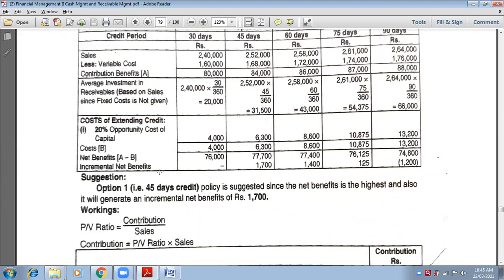Incremental net benefits. How to calculate? First is always nil. For the present policy, I cannot calculate incremental because this is the present policy. For options, I will be able to calculate incremental. That means how much it is increasing as compared to present policy. Your present policy profit is 76,000. Option number 1 profit is 77,700. So what is the difference between the two? How much is it increasing? In option number 1, the profit is increasing, but how much?